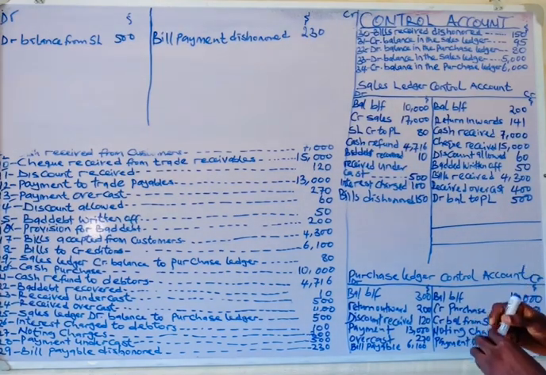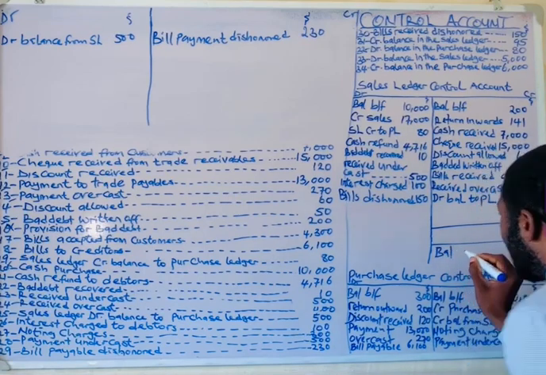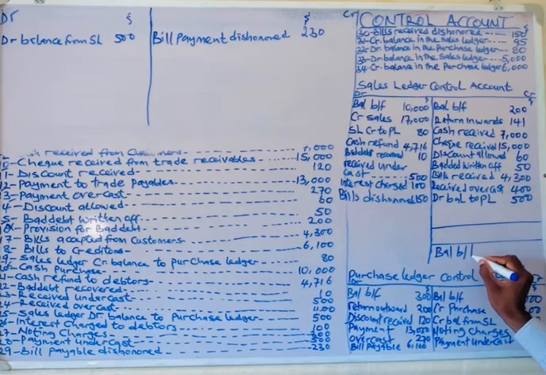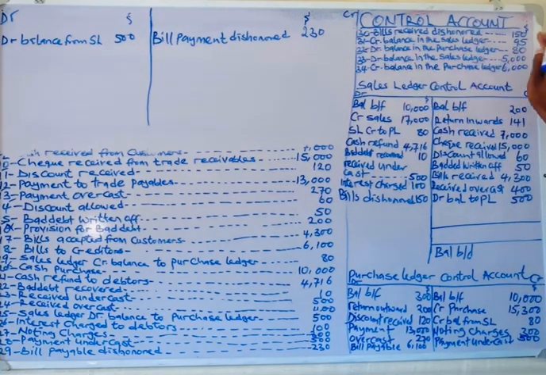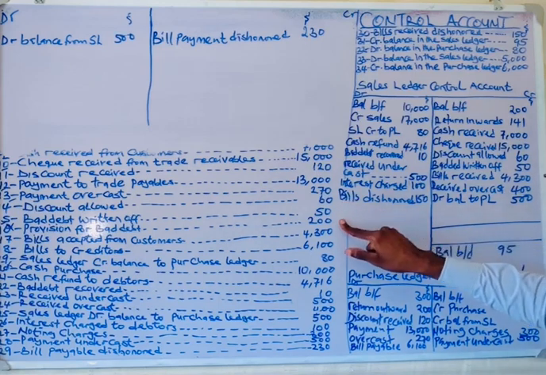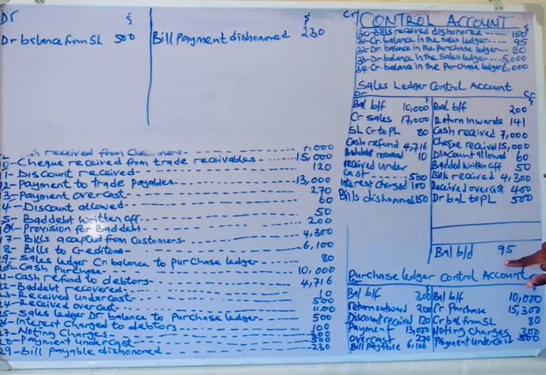Then, whenever you see a credit balance, it means the balance BD is at the credit side. Then you go down and put your balance BD, brought down, of credit balance in the sales ledger, $95. So definitely, in accounting, whenever you see a balance BD at the credit side, there must be a balance carried down at the debit side, because it is the balance that we brought down at the credit side. In accounting, it is a must.